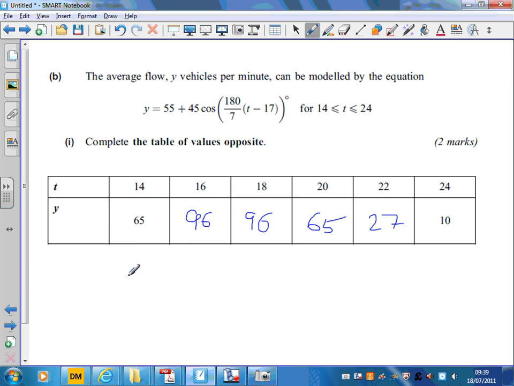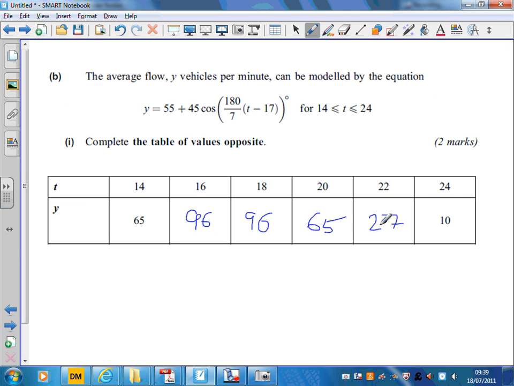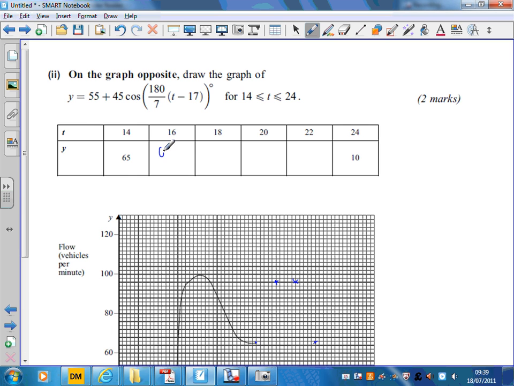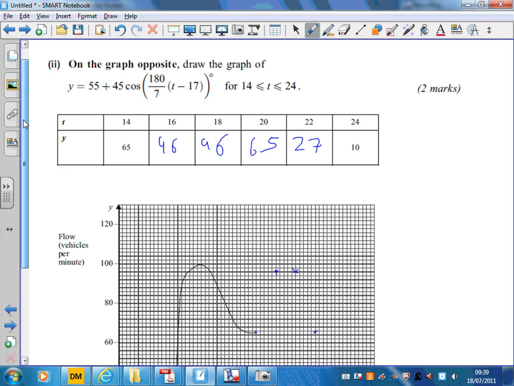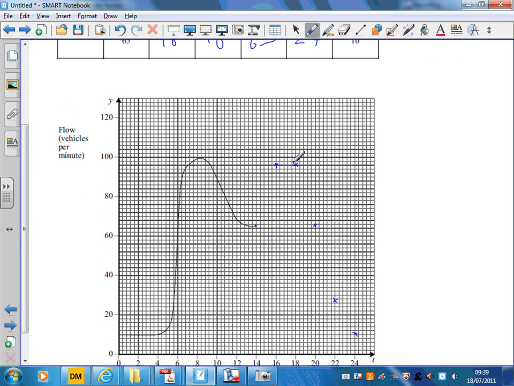Okay, so we've got our table of values filled in, and now it's going to ask us to draw the graph. So if we just fill those values in from the table again, 96, 96, 65, 27. And we've got to plot those values on the graph. Okay, well, I've done that already to speed things up. So these are all the points here plotted.